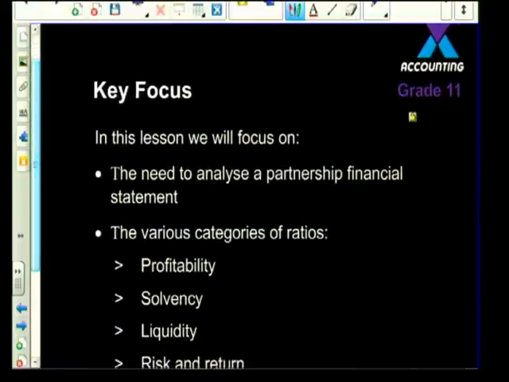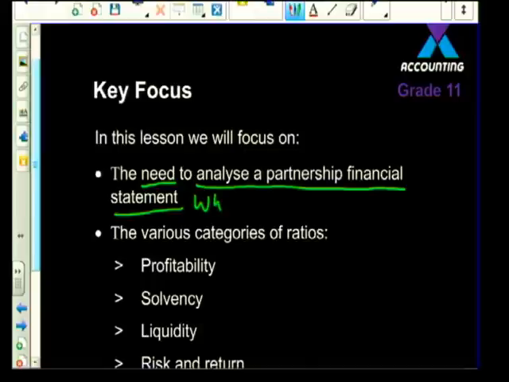Firstly, we're going to focus on the need to analyze a partnership financial statement. So why do we analyze a partnership financial statement? Really, if we open a partnership, we want to know whether or not our partnership is doing well. It's not just enough to say that we're making a profit. There are a whole lot of key figures that we can use to analyze what needs to be improved upon in the partnership, what's working well, what's working badly, and the analysis helps the partners to make informed decisions about how to carry on with the partnership.